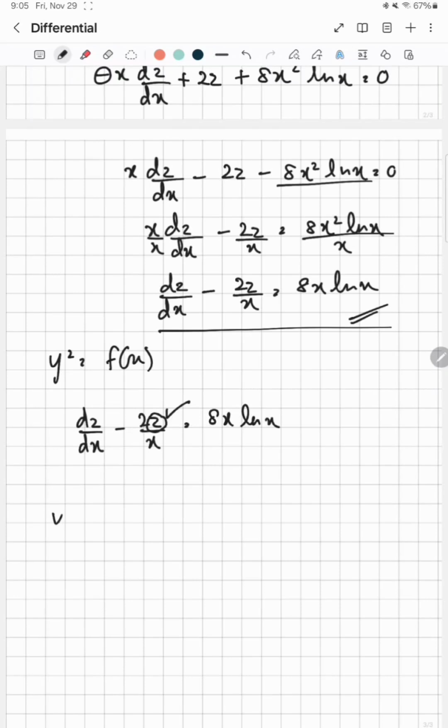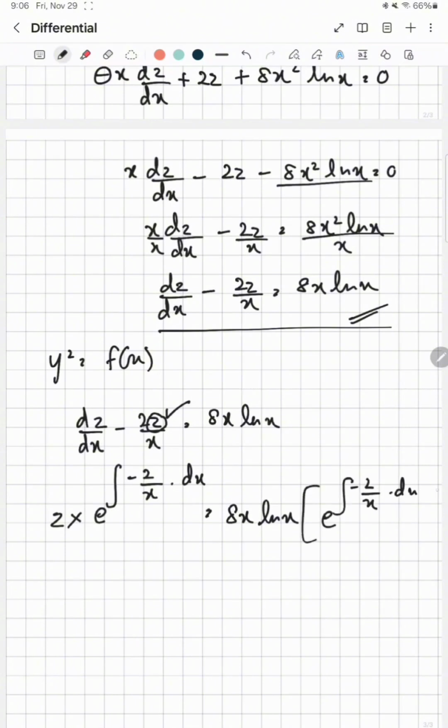So what we write is y into e to the power of the integration of minus 2 over x dx. I'm sorry, this should be z, because we have z over here, not y. So z into e to the power of the integration of minus 2 over x dx equals 8x ln x into the integration of that. So we first do this part.